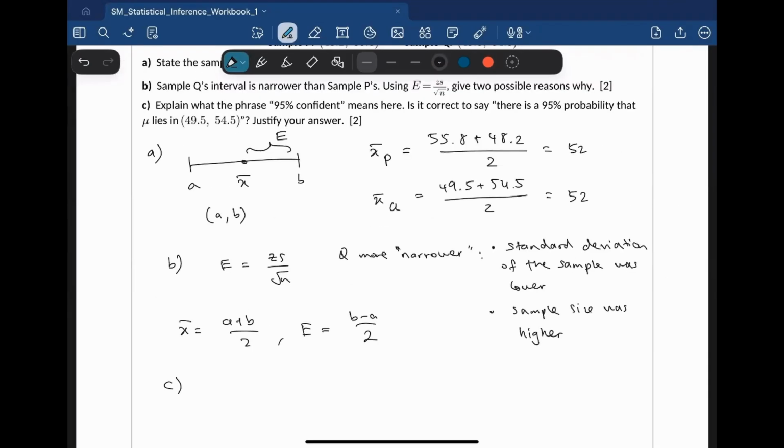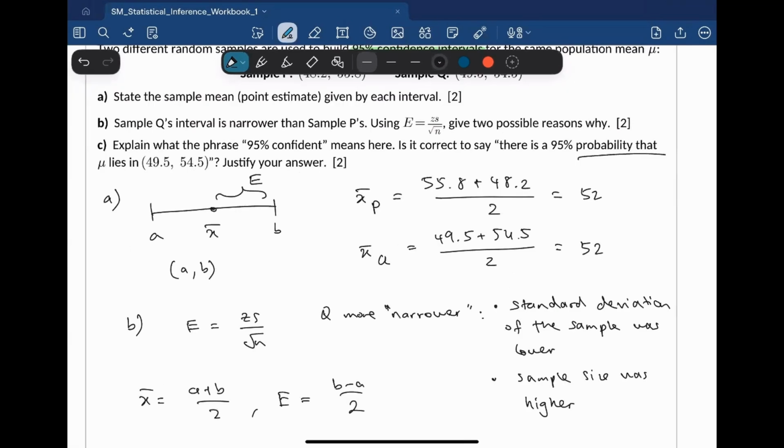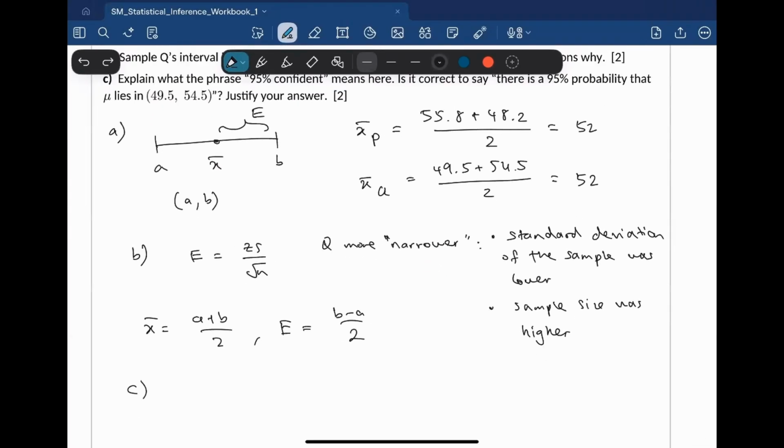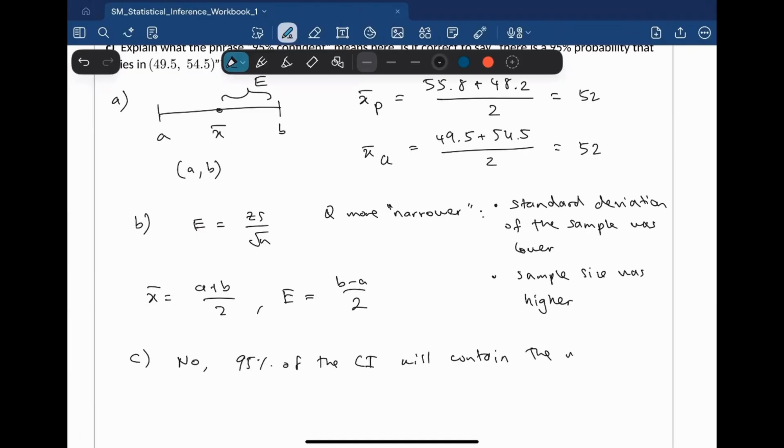Explain what the phrase 95% confident means here. Is it correct to say there is a 95% probability that mu lies in that interval? I would say this is poor wording. It's not really probability. It just means that 95% of the confidence intervals will contain mu. You might say that does translate to probability, but the proper answer here is, if you repeat this a lot of times, that's what is expected. It's not the probability, but what is expected.